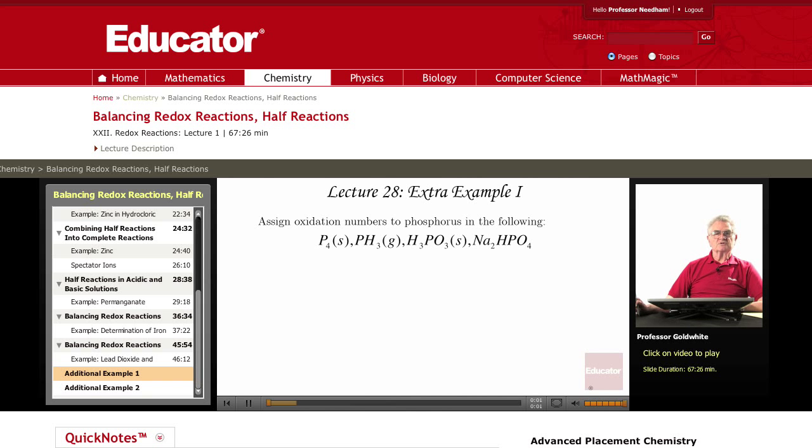Look back at the rules for assigning oxidation numbers that we discussed in the lecture. We can summarize them very briefly. Element in its standard state, 0. Hydrogen, usually +1. Oxygen, usually -2. There are minor exceptions. And the sum of all the oxidation numbers equals the charge on the species.